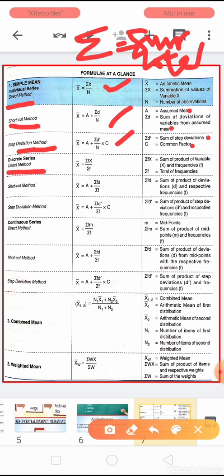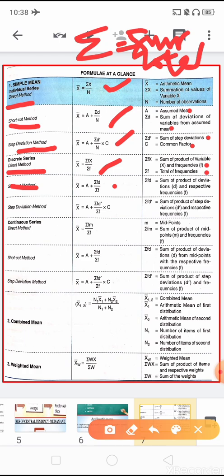Now we are moving on to the next variety of series, which is the discrete series. And in discrete series, the formula to calculate arithmetic mean by the direct formula is x bar is equal to sigma fx upon sigma f, or sigma f we can also write as n. So what is sigma fx? It is the sum of the product of variable x with the frequencies, and sigma f is the total of frequencies. And for the shortcut formula we have x bar is equal to a plus sigma fd upon sigma f.